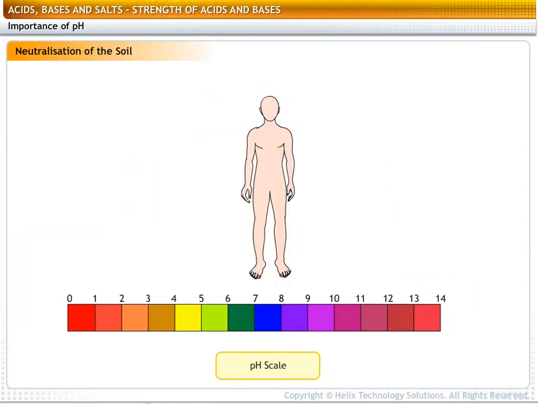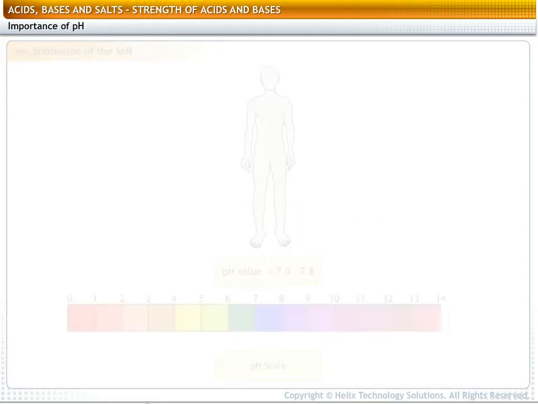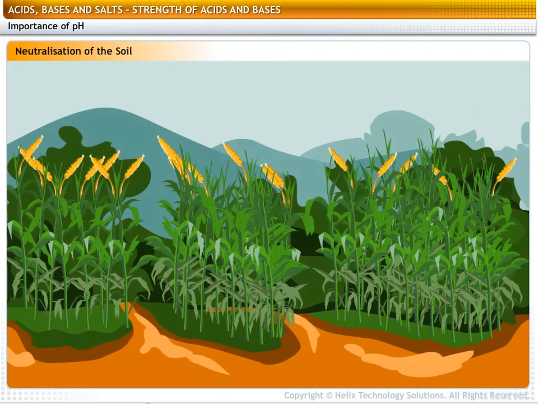All living beings exist within a specific pH range. The human body works within the pH of 7 and 7.8. Similarly, different crops need different soils.